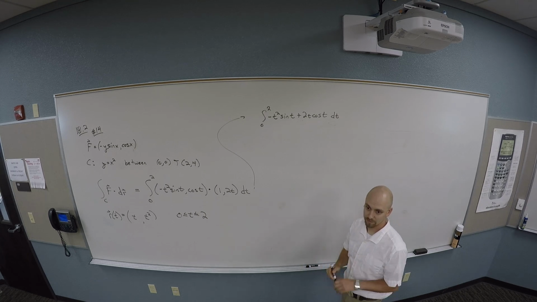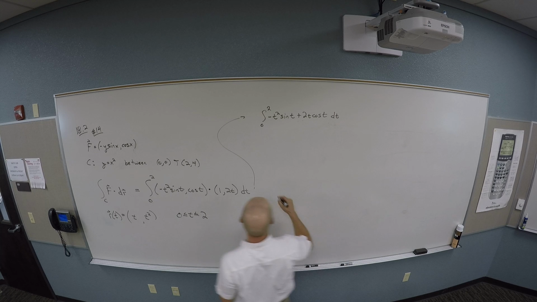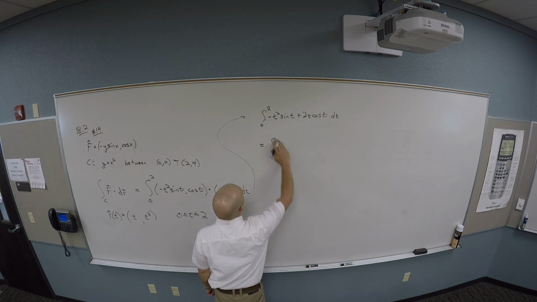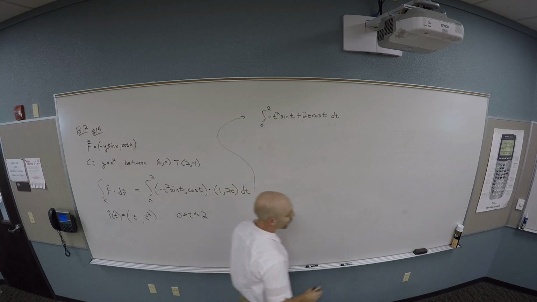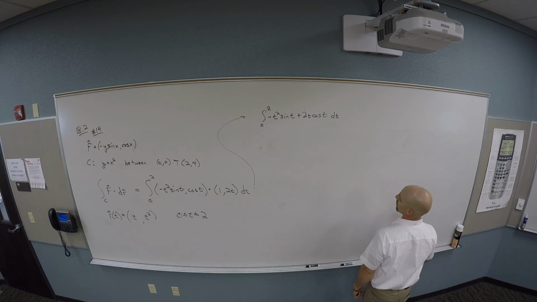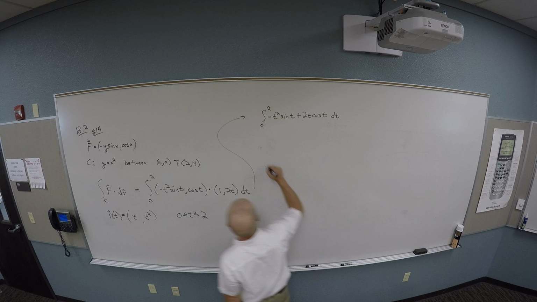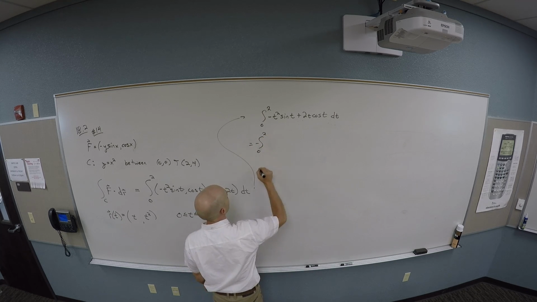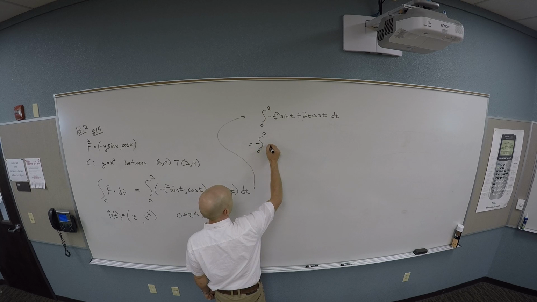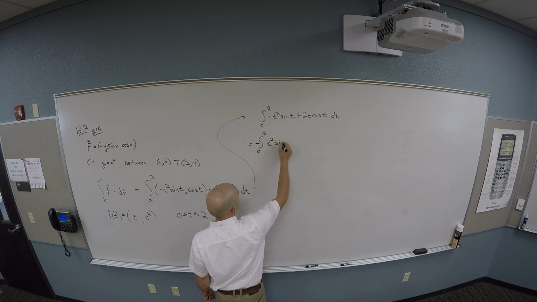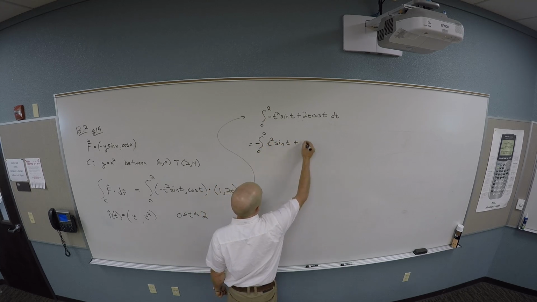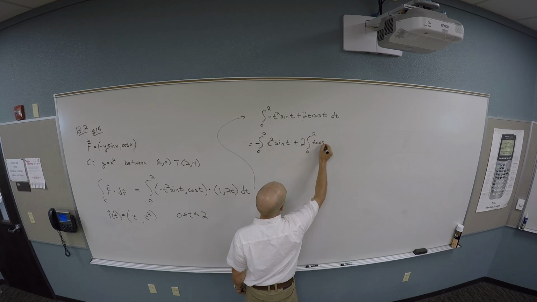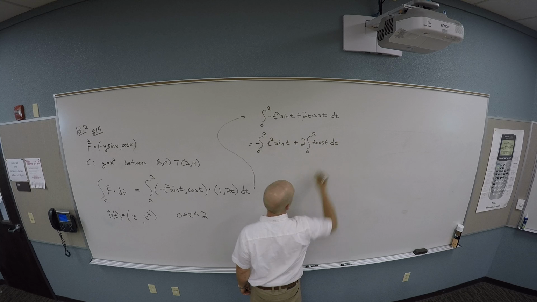Okay, let's do some integration by parts. Let's split it into two pieces. So I've got the integral from 0 to 2 of negative t squared sine t, plus twice the integral from 0 to 2 of t cosine t dt, right?